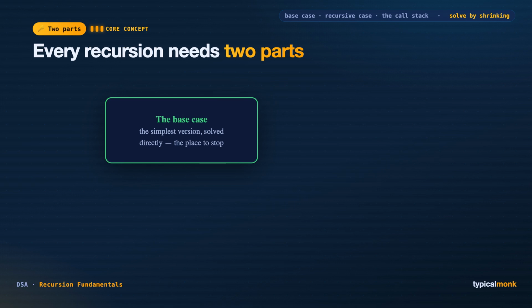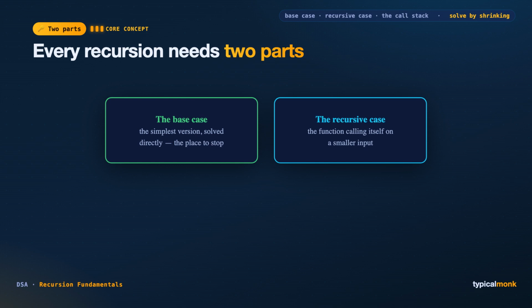Every correct recursion, without exception, is built from exactly two parts. If you can spot these two parts, you can read any recursion. If you can write these two parts, you can write any recursion. The first part is the base case. This is the simplest possible version of the problem, so simple that you can answer it directly with no further recursion. It is the place where the shrinking stops. Without a base case, the function would keep calling itself forever, because nothing ever tells it to stop.